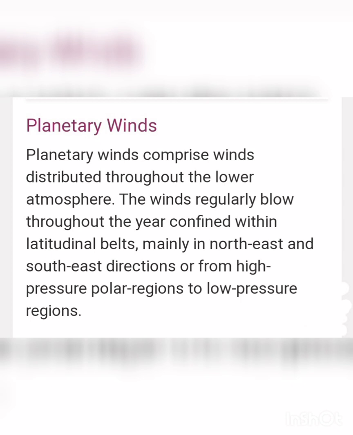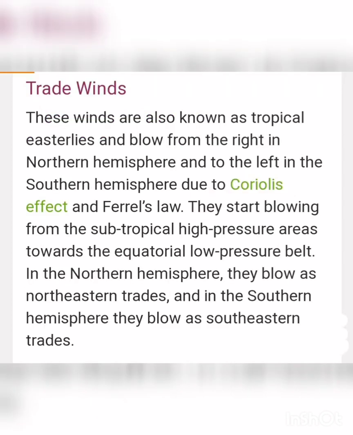Planetary winds are permanent winds. They blow in a particular direction all throughout the year, and they blow in particular latitudinal belts, and that is why they are known as planetary or permanent winds. There are different kinds of planetary winds. The names of planetary winds are trade winds, westerlies, and polar easterlies.